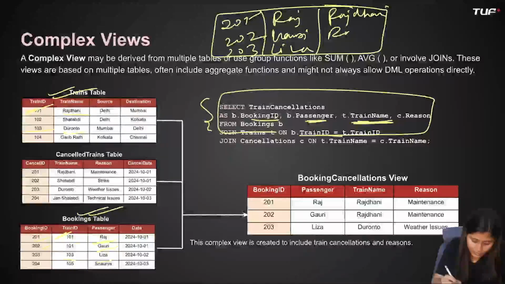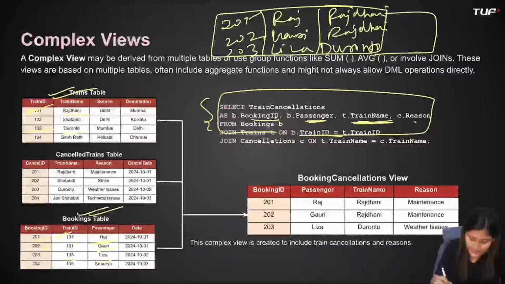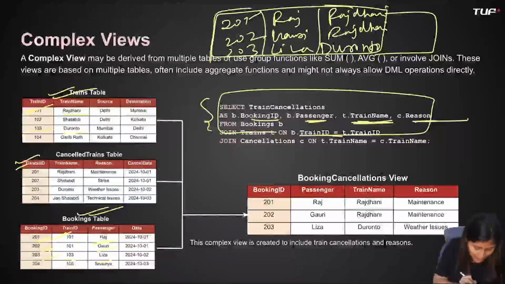Rajdhani for both Raj and Gauri. Okay. And Duranto for Lisa. Okay. Now what is another column we are selecting? Reason, C dot reason. Okay, C dot reason we are selecting. So based on 201, 202 and 203, because those are the booking IDs. So from here we can say 201, 202, 203, the reasons are maintenance, strike and weather issues.